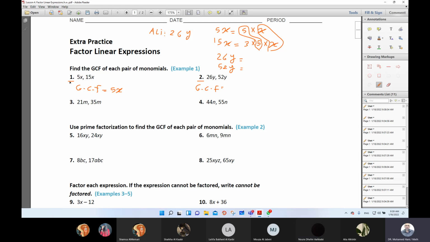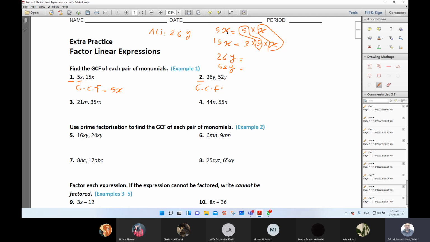Number one? Okay. In question number one, take the first monomial, 5x. What is the factor of 5x? 5x means 5 times x. So write 5 times x. Then take the second monomial, 15x. What is the factor of 15? 15 equals 3 times 5. And here we have x, which means times x.